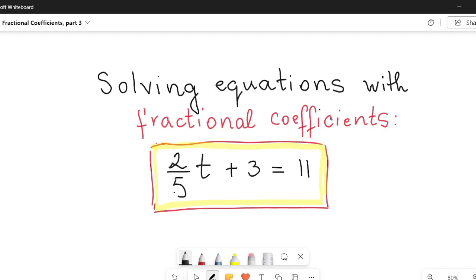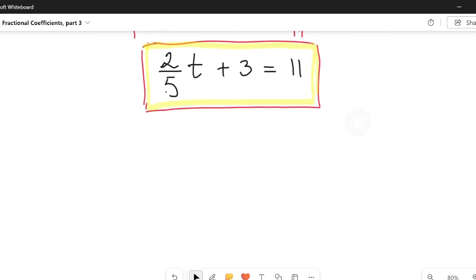During this tutorial, I will try to solve a few examples of equations where the coefficients are fractions. I know that working with fractions sometimes is not easy for students, so I thought let's do this tutorial and find the easiest way that we can solve these equations. So right now we have this equation: 2 over 5t plus 3 equals 10.